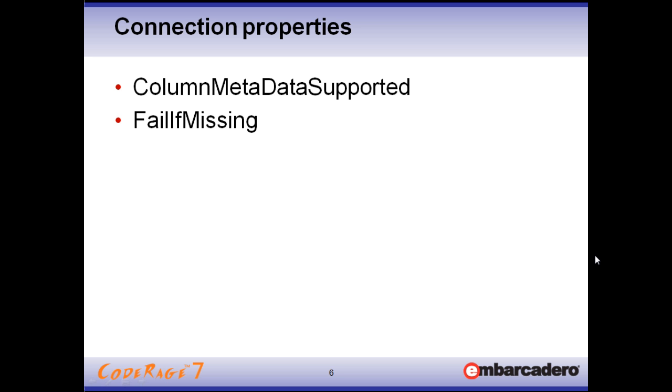Another connection property that we have provided is the FailIfMissing property. This property determines whether an exception will be raised if the database you have specified is not found. By default, an exception will be raised. However, by setting the property to false, a new database will be created for you if the target database is not found.